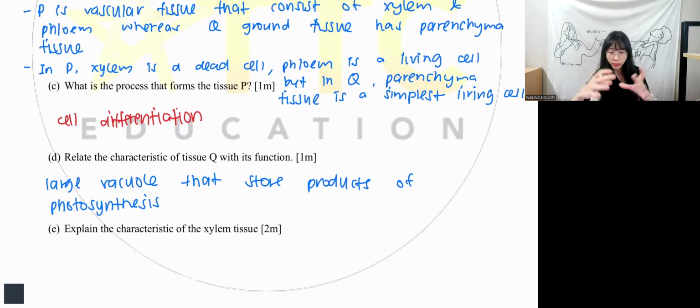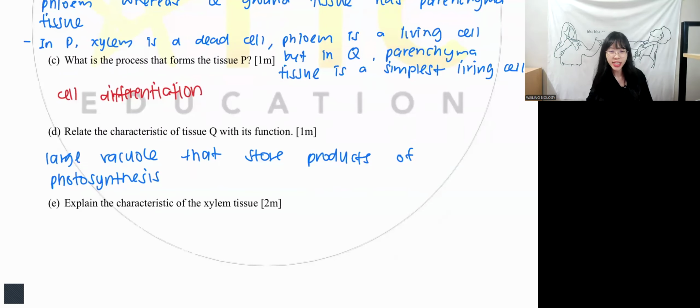So that's why they only have to use water as a support mechanism. The thin cell wall is to provide support as well. Can you store organic substances instead of this? Yes, you can. You can say large vacuole that stores organic substances.